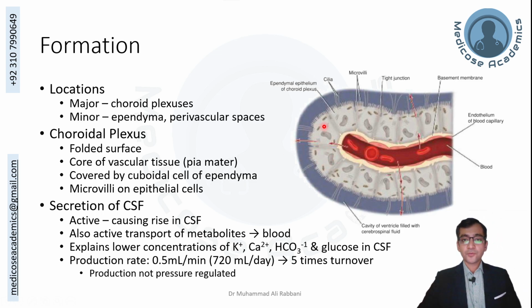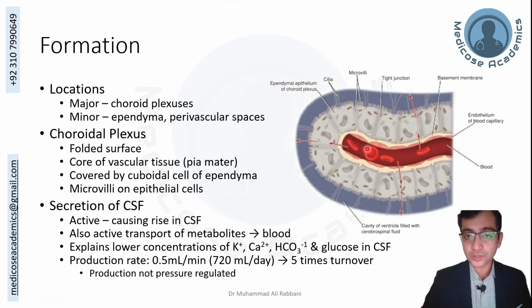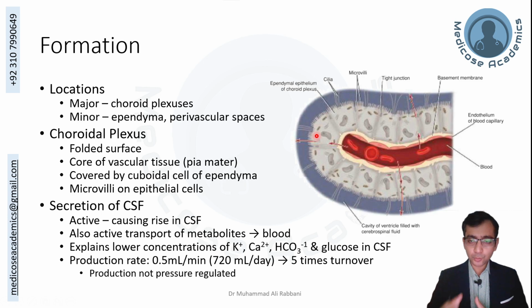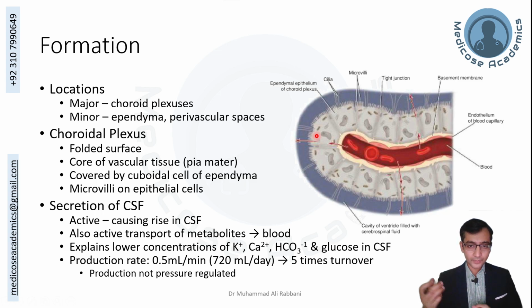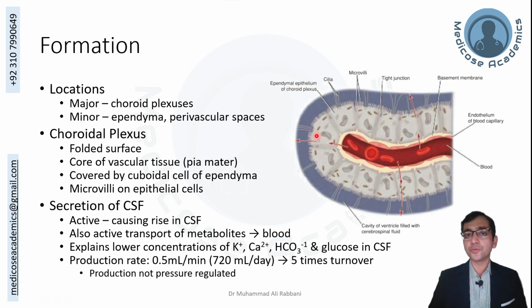The choroid plexus is a fold consisting of a folded layer of highly vascularized pia mater. So there is a core of vascular tissue ultimately covered by a cuboidal layer of ependymal cells, and the ependymal cells have microvilli on their surface, and through that the secretion is formed. The secretion is active in nature, and many metabolites are transported to the blood, and that's why there is a low concentration of metabolites like potassium, calcium, bicarbonate, and glucose in CSF as compared to plasma.